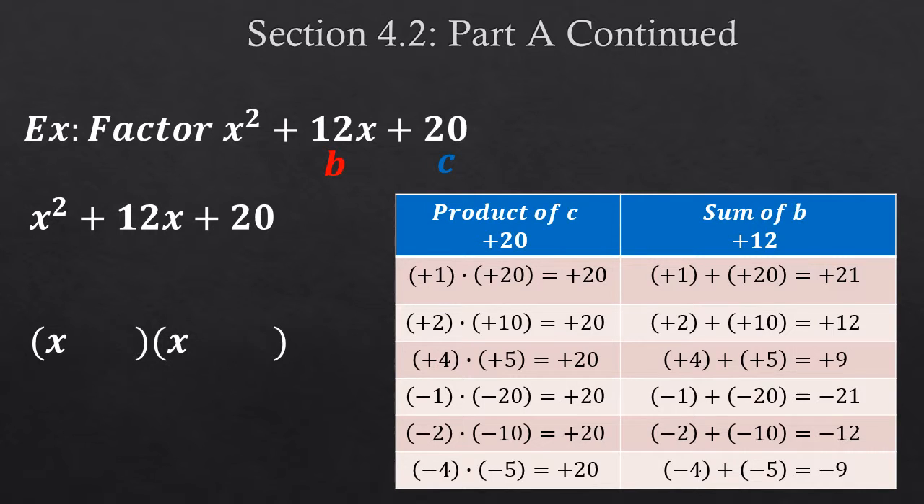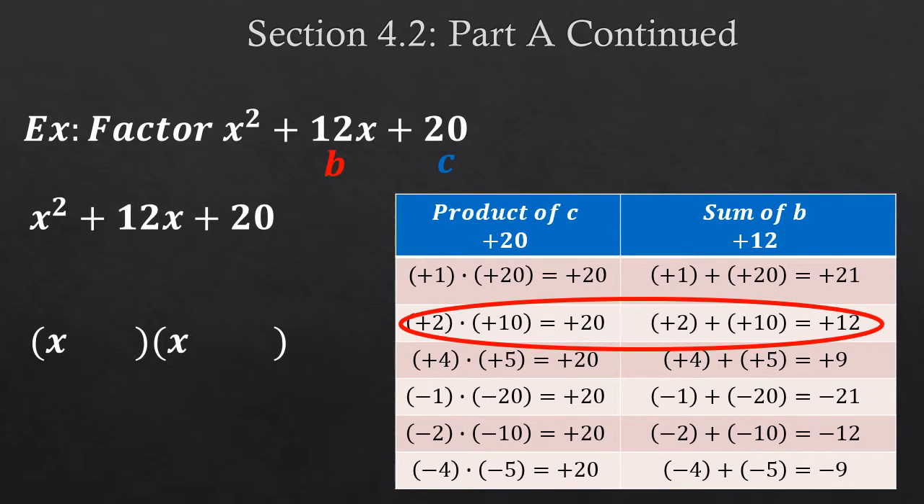So on the product side, I write down all the ways I can multiply two numbers that will give me a positive 20. And on the right hand side, I add those same two numbers together to see which one will give me 12. As you can see, I've listed about 6 ways that you can multiply two numbers to give you a positive 20, and on the right hand side I added those same 6 ways up to see which one will give me positive 12. If you take a quick glance, the numbers I'm going to use here would be a positive 2 and a positive 10, because positive 2 times positive 10 is positive 20, and positive 2 and positive 10 when added together will give me 12.